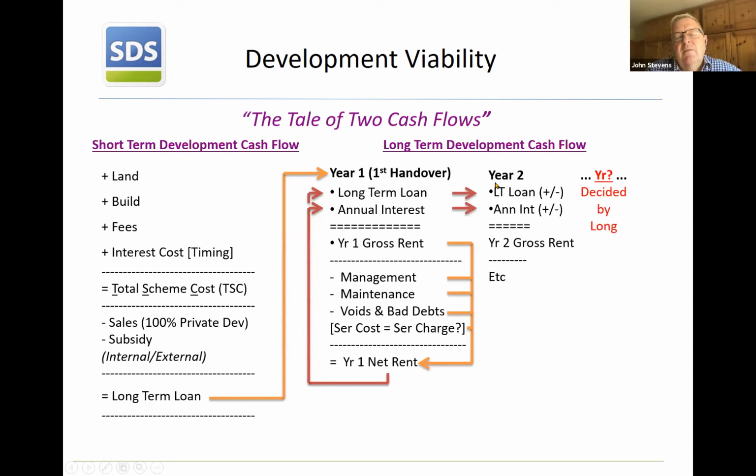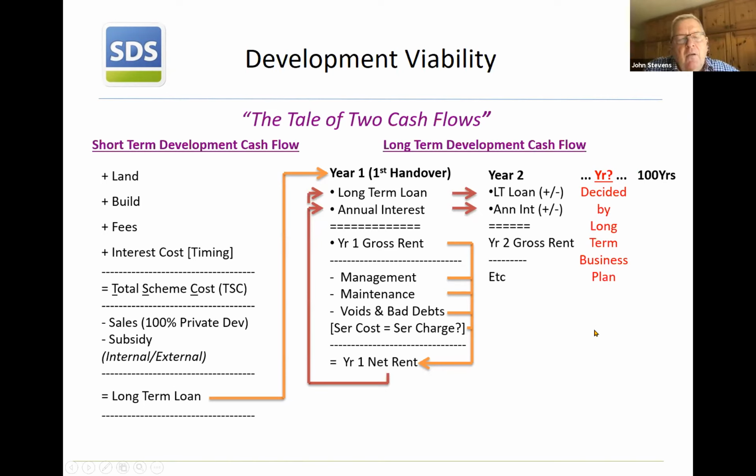And because this cash flow runs in our software for 100 years, and decided by your organization's long-term business plan, you usually choose a point around about year 40 at the moment. Most organizations are choosing year 40. When I started out, it was year 25, then it moved to year 30. Now most people are at year 40. Some have moved to year 60.